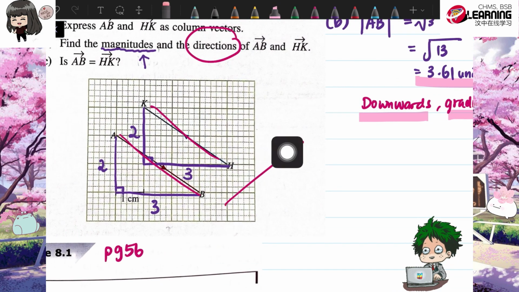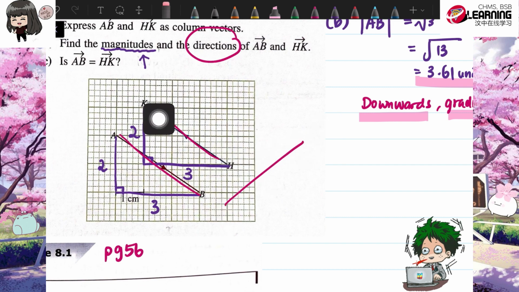Remember, positive gradient is like this, going up. This one, it doesn't mean going up, okay? This one is upwards direction.